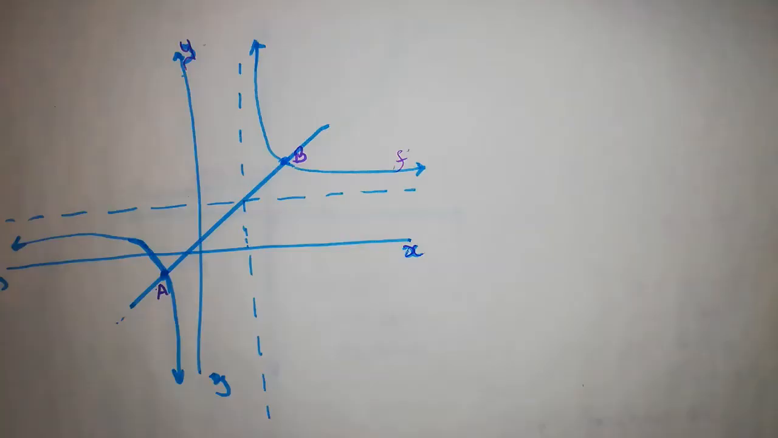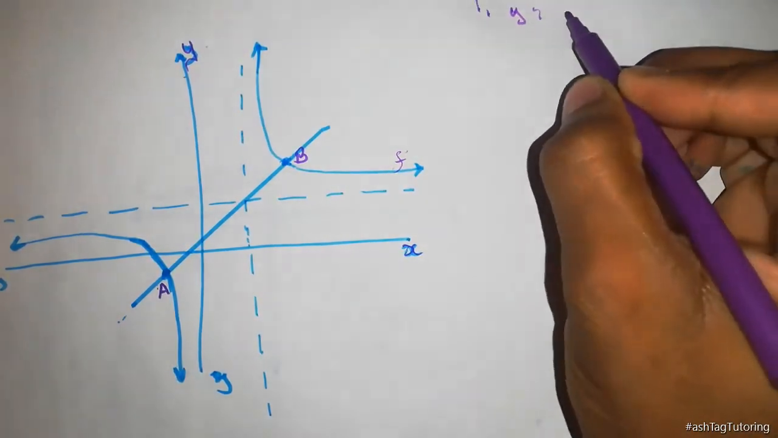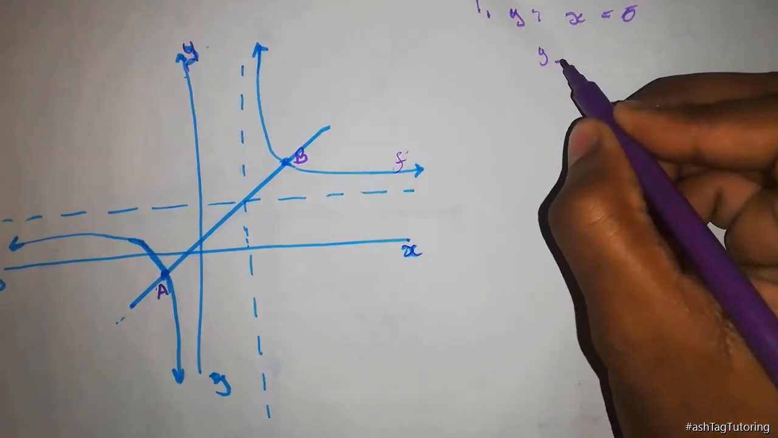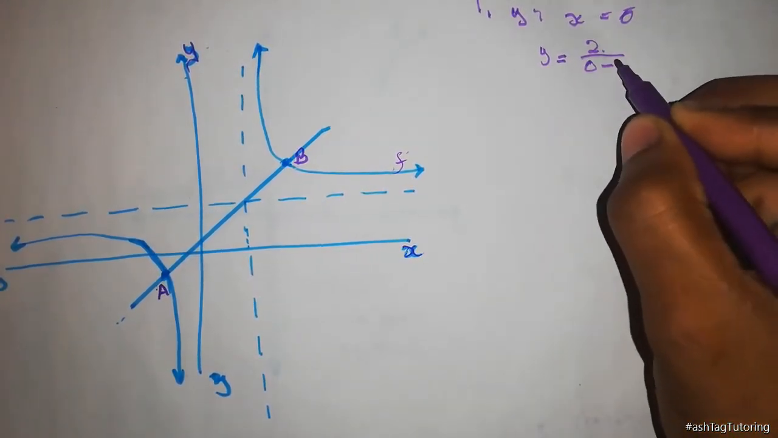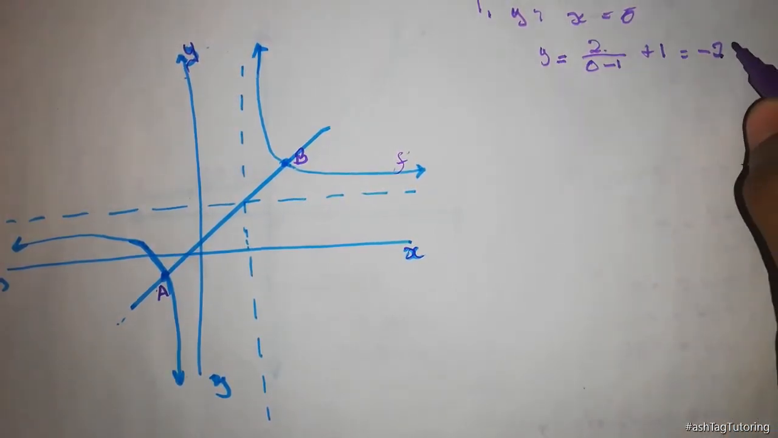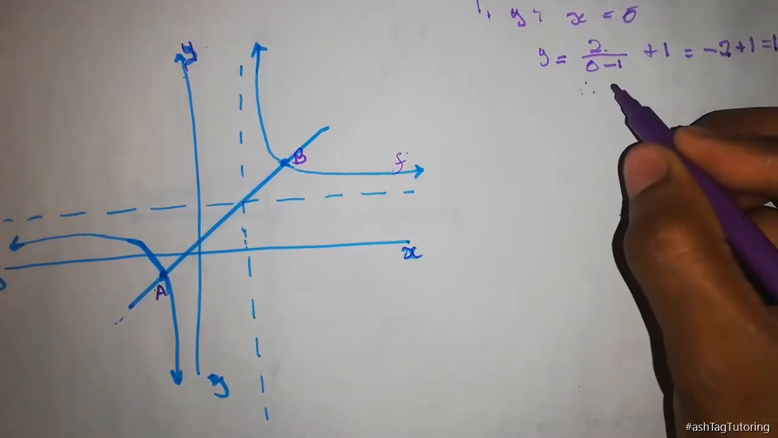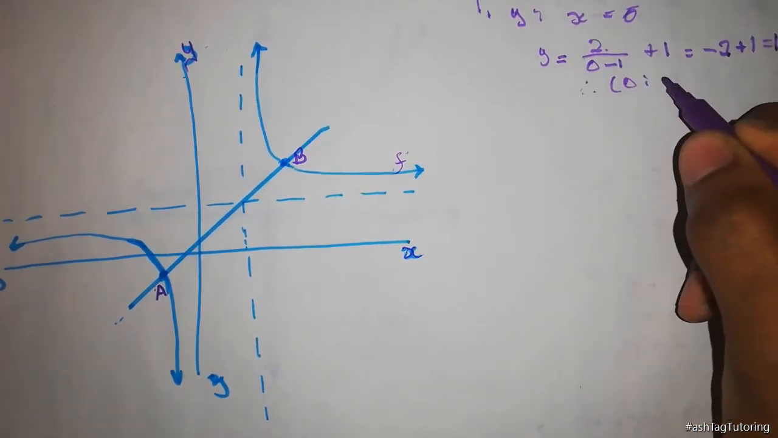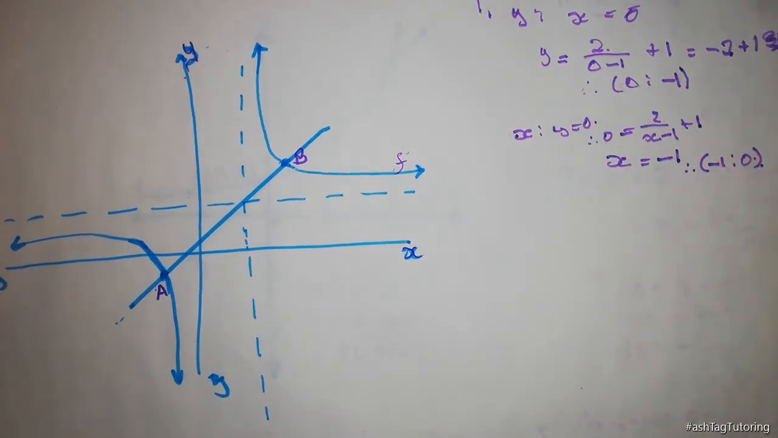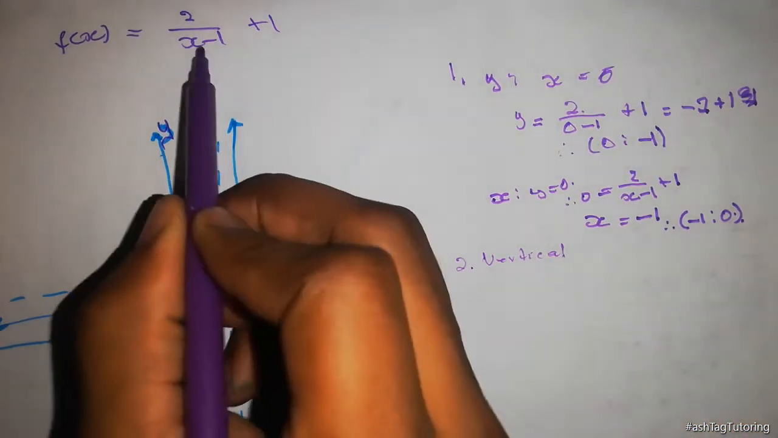The first question that you are required to do is to get the intercept. As we've seen with functions, to get the y-intercept, you make your x equal to 0 and then substitute it in the function and determine your value of y. In this case, we have found that y is equal to -1. Therefore, the coordinate of the intercept is (0, -1). You do the same with x by making y equal to 0.